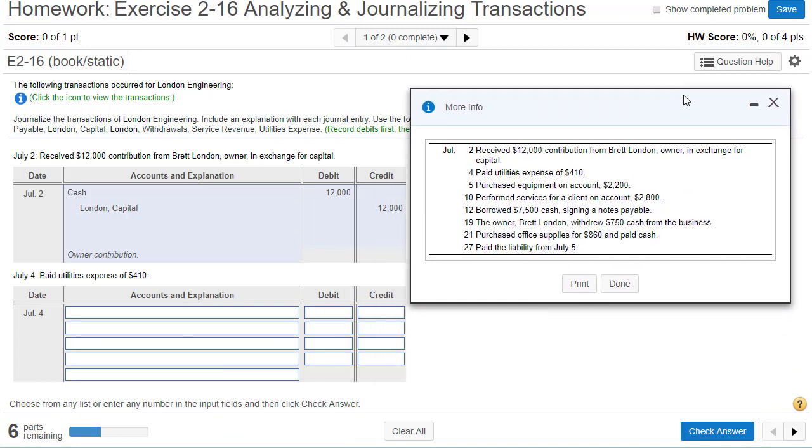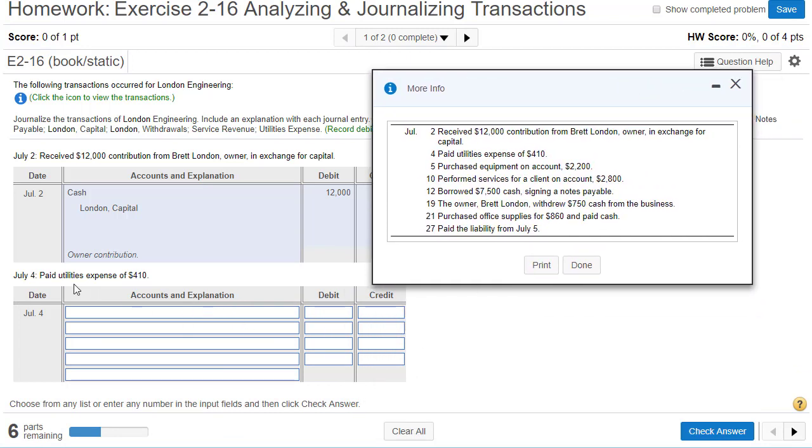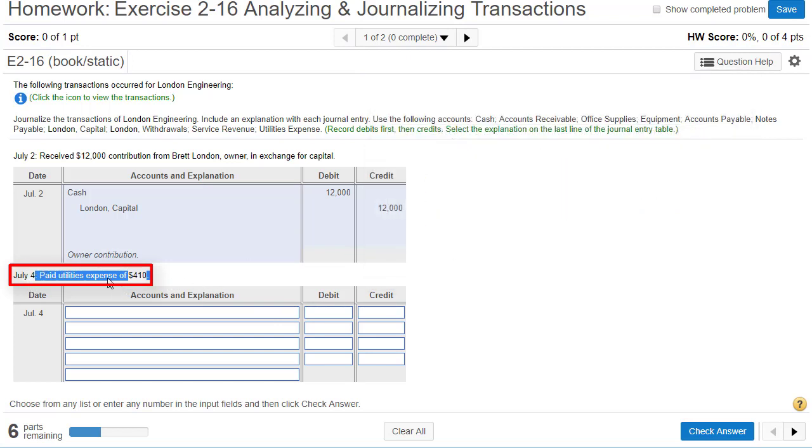Now we're going to scroll down. I guess I can't scroll down. So we're now going to go to the July 4th, paid utilities expense of $450. So notice this transaction, which is listed right here, is also repeated right here. So really, we don't need this window for now. So the company paid utilities expenses of $410. So again, I like to figure out what's the most easy account to figure out what's going on. So is cash involved? Cash is the easiest to figure out. So yes, it says paid utilities expense. So the company paid cash.